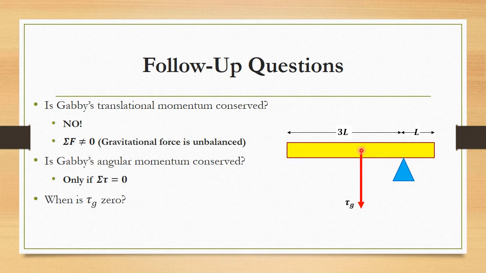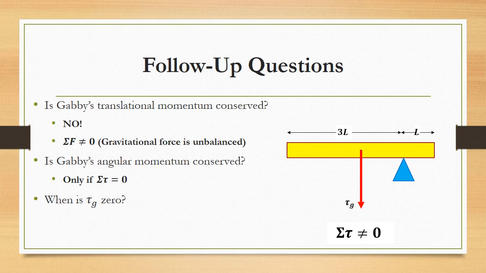But that is no longer a distance of 0 from the pivot, and therefore it's no longer a torque of 0. In this situation, again, taking counterclockwise to be positive, we have a non-zero torque in the positive direction. So here's an example where the gravitational torque was non-zero.